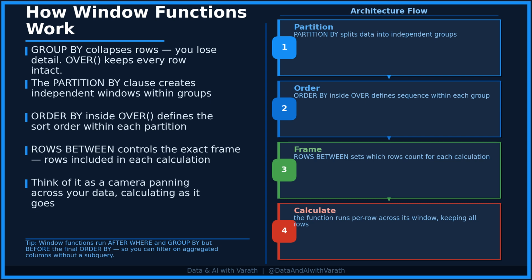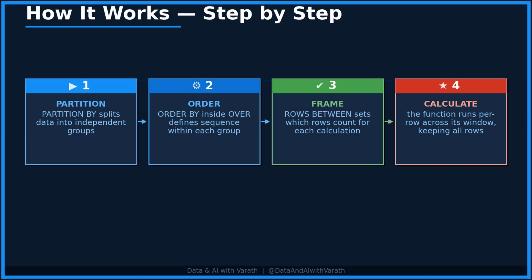And rows between is your frame. It's how you say things like the last 7 days or everything up to this row. Most people never use it. Once you understand it, you'll use it constantly. Think of it as a camera that pans across your sorted data, calculating as it goes, without ever losing the rows it's already processed. Every window function follows the same 4-step pattern.